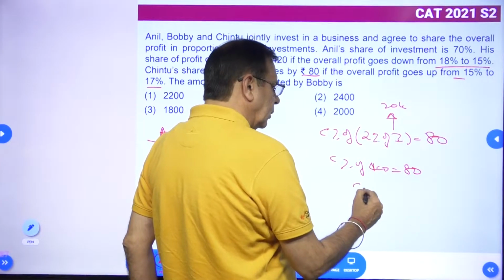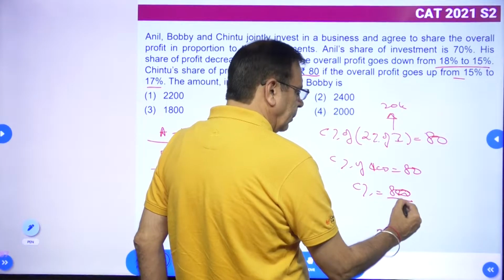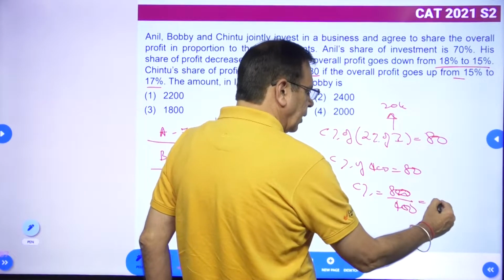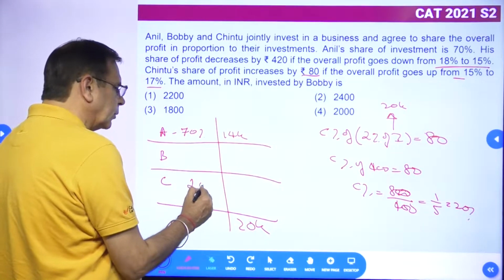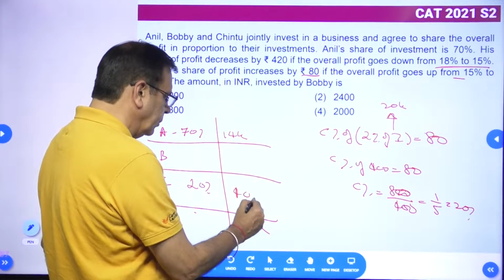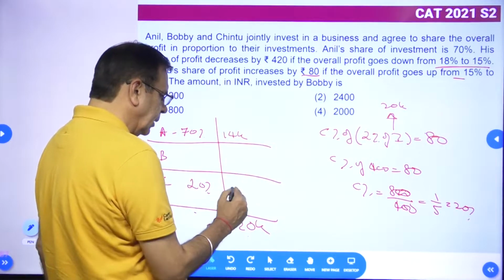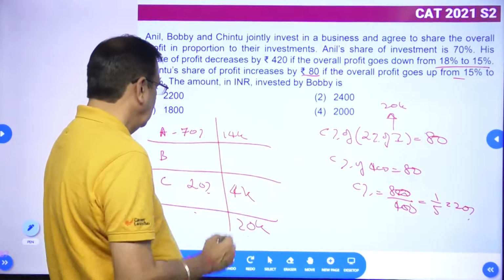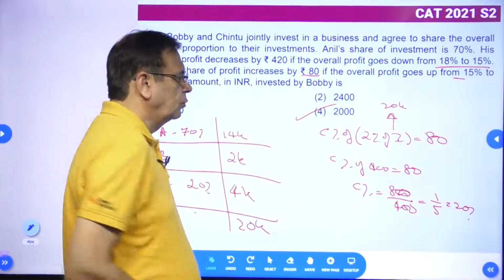So what is C percent? 80 upon 400, which is 1 by 5 or 20%. So Chintu has a 20% share, which is 20% of how much? 20,000, which is 4,000. Since I've written 14K, so 4K, so what will this be? 2K. Correct answer? Choice 4.